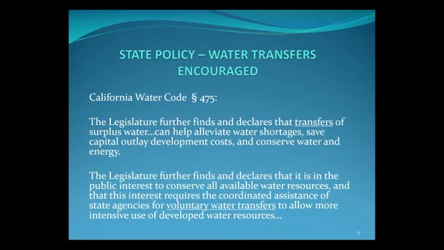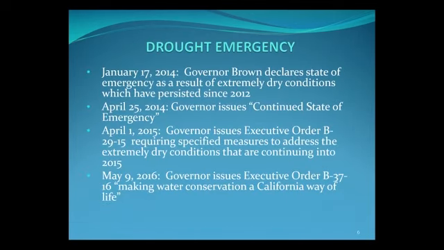Also in Water Code Section 475, the legislature finds and declares that transfers of surplus water can help alleviate water shortages, save capital outlay, development costs, and conserve water and energy. So the legislature finds and declares that it's in the public interest to conserve all available water resources, and that this interest requires the coordinated assistance of state agencies for voluntary water transfers to allow intensive use of developed water resources. And that's what this project is all about. It's a transfer of water to the places where it's needed most.